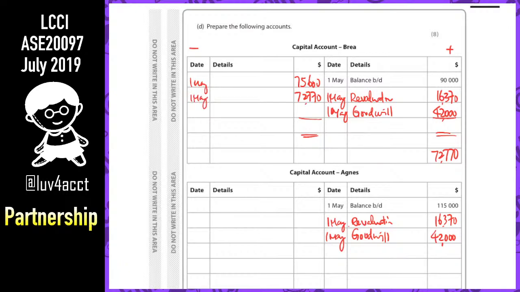1st of May, also the 1st of May. Or you can write 2nd of May. It depends on whether they will continue to work on the 1st of May. Both will be correct for me. So this one, goodwill written off. And then this balance carried down, balance brought down.